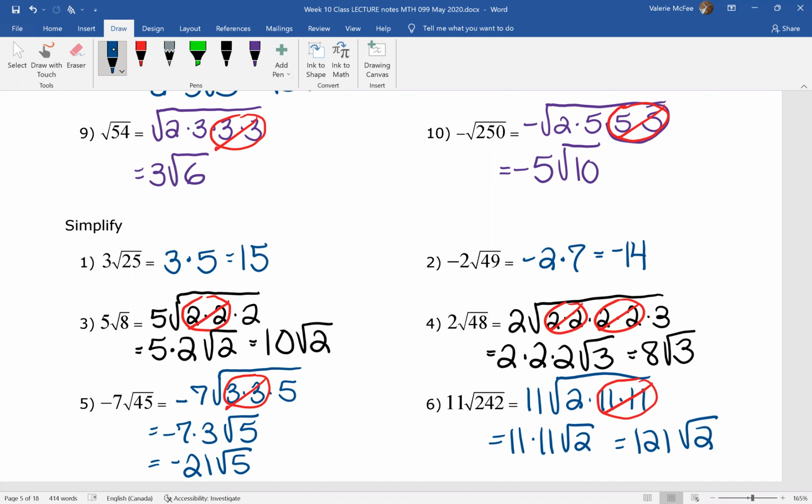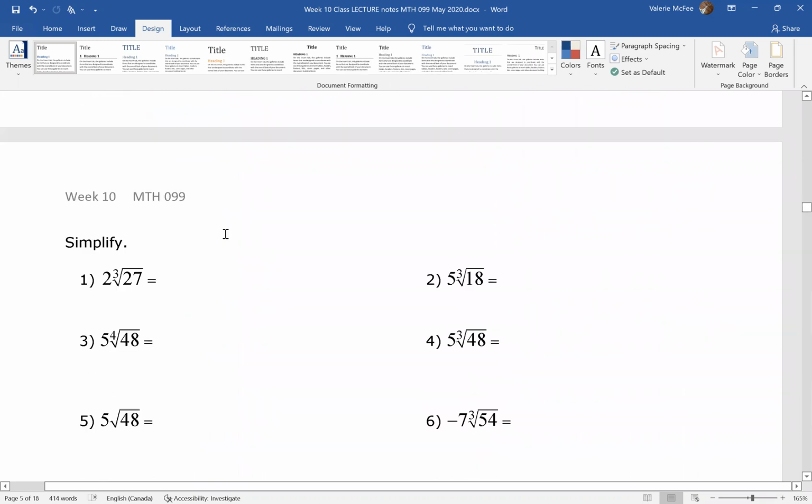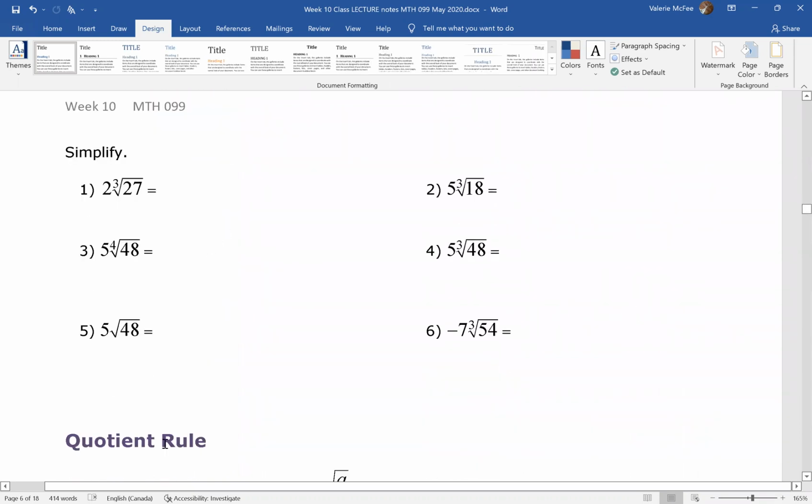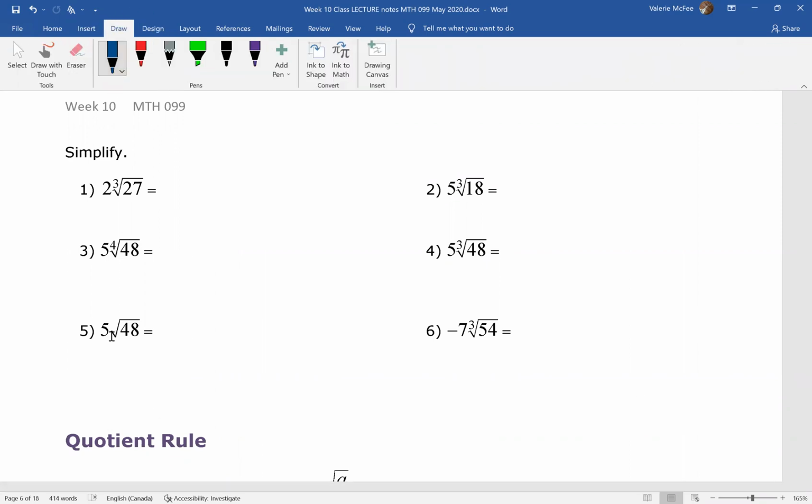What happens when we're not working with square roots? Well, we did some simplifying with square roots. Let's try it with cube roots. We have 2 times the cube root of 27. Let's prime factor 27.